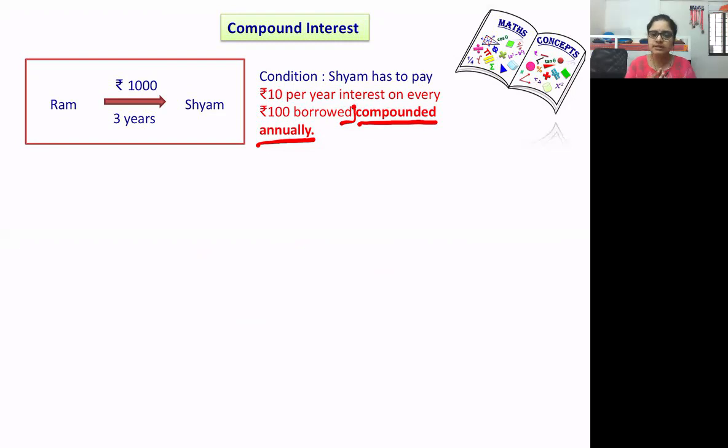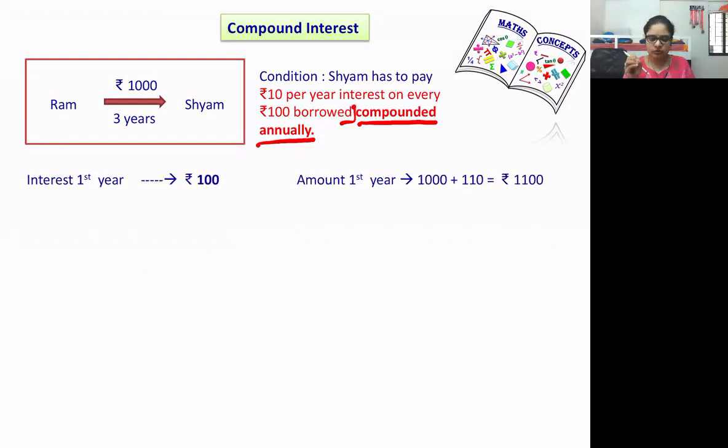That was simple interest. But what does Ram say now? He says, you have to give me this interest compounded annually. Now let's see what he means by that. He says, okay, for the first year you give me interest as 100 rupees. But are you giving me the 100 rupees interest? You are still keeping it with you. You have not given me 100 rupees.